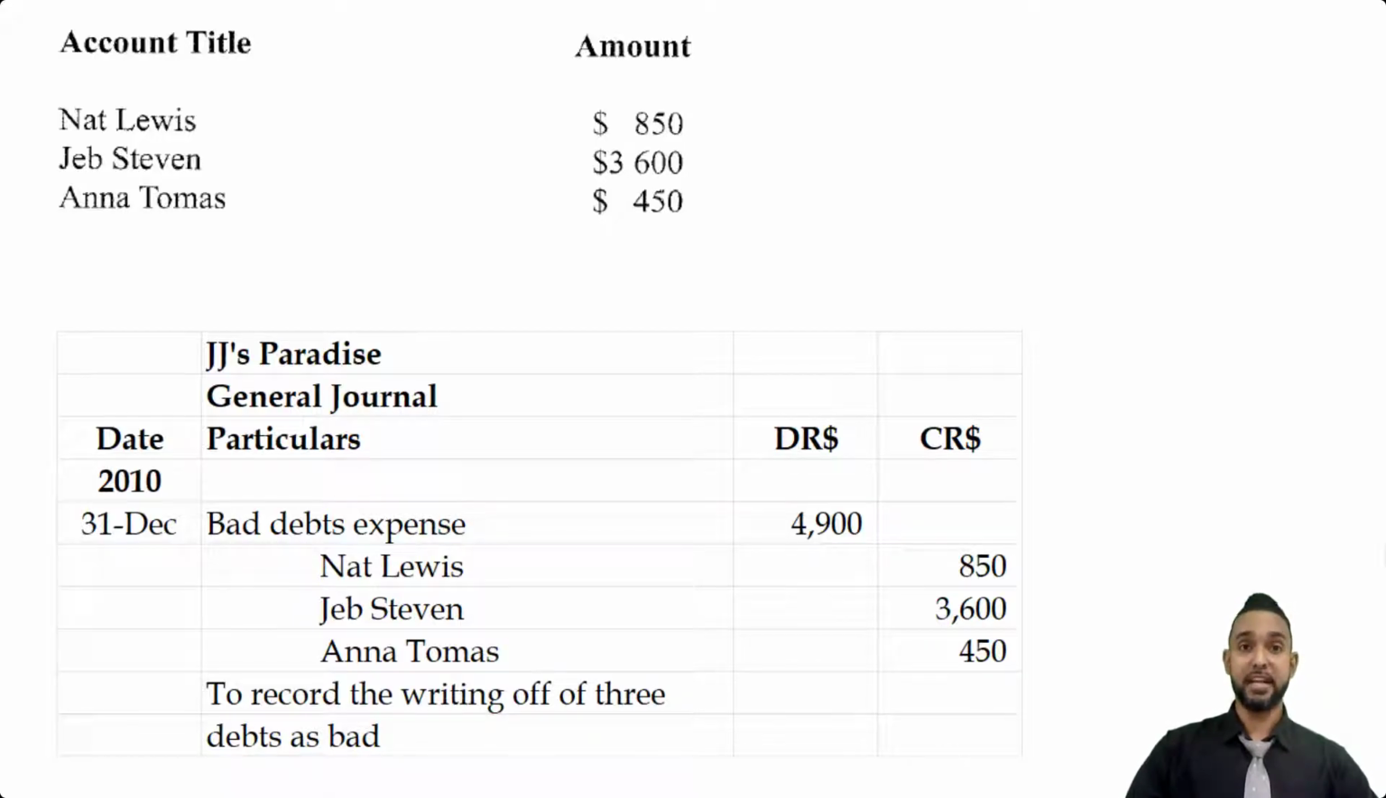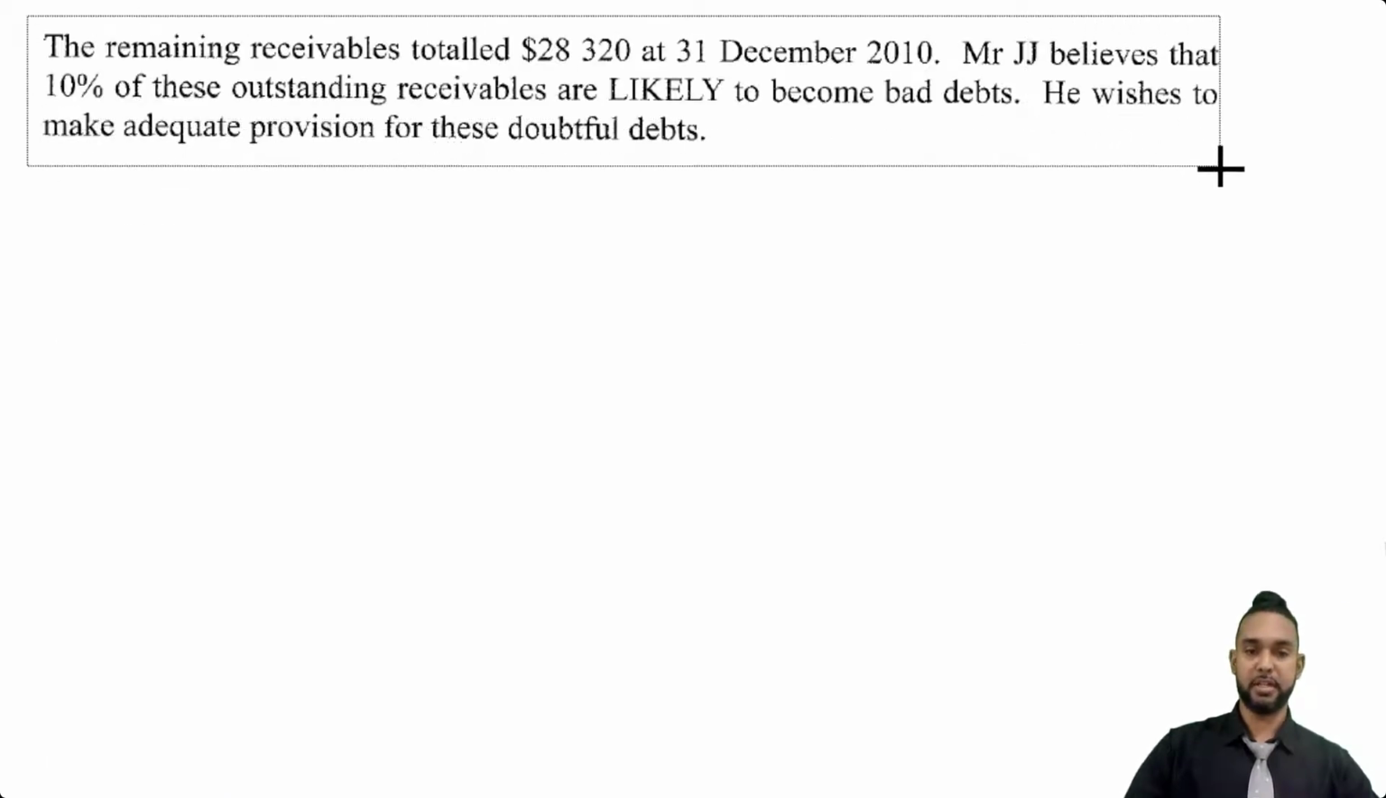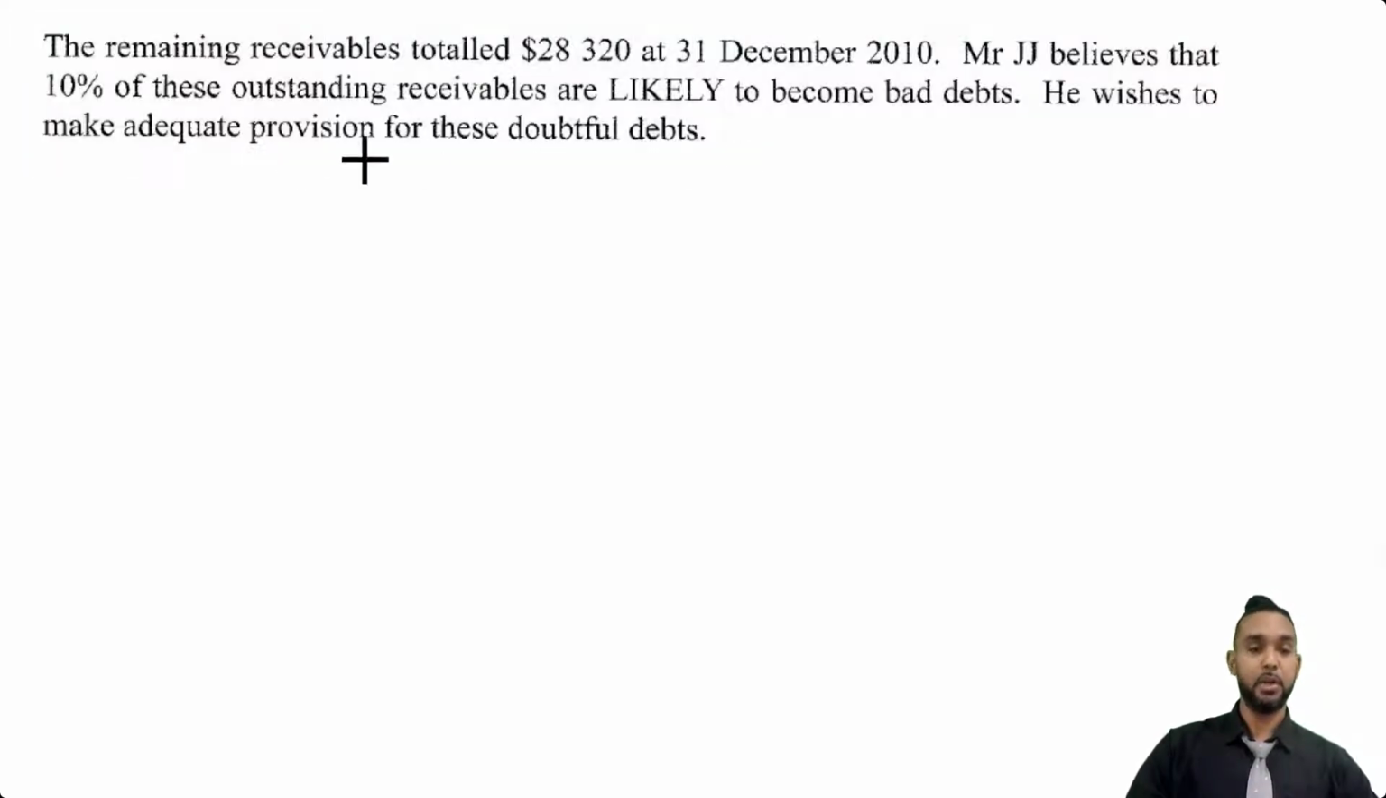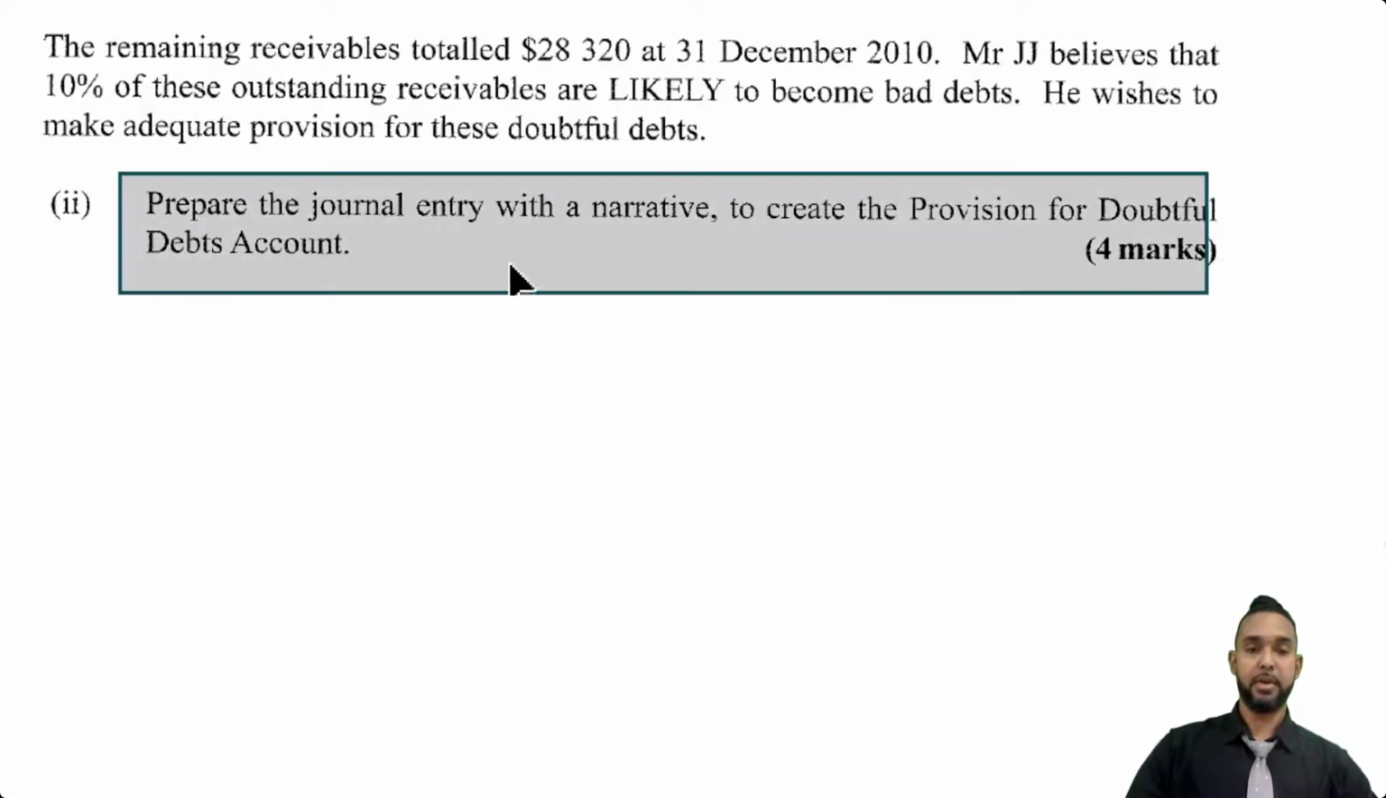Okay, let's take a look at the next part of the question. Okay, so they are telling us the remaining receivables total $28,320 at 31st December 2010. Mr. JJ believes that 10% of these outstanding receivables are likely to become bad debts. He wishes to make adequate provision for these doubtful debts. We are required to prepare the journal entry with a narrative to create the provision for doubtful debts account.